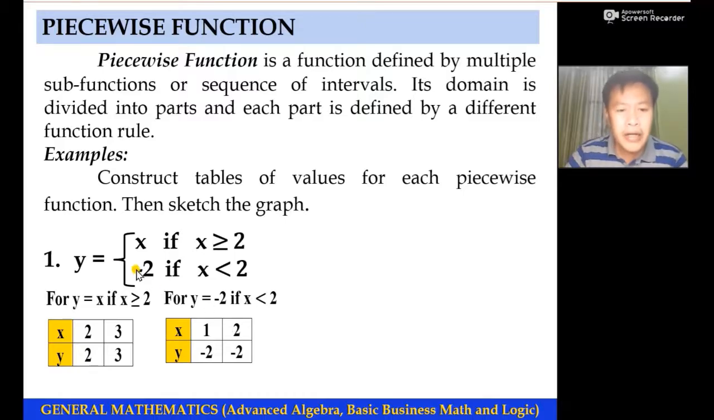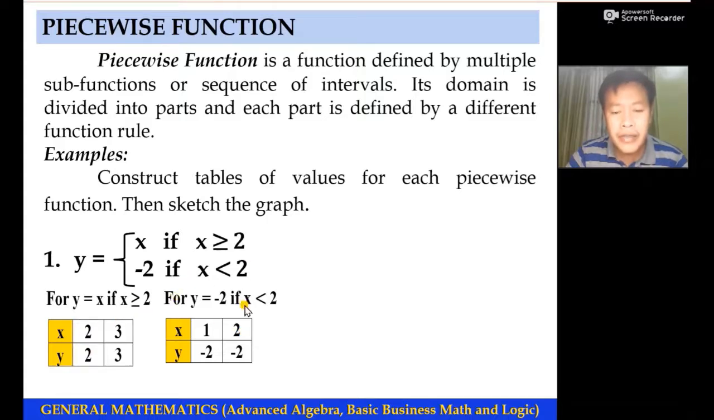Now take note, constant function is also a line. Therefore, you need only 2 points in order to sketch the line. And this line is a horizontal line. Therefore, if x is equal to 2, where did we get 2? From the domain, take note. And why did we put 2 in the right side of the table?